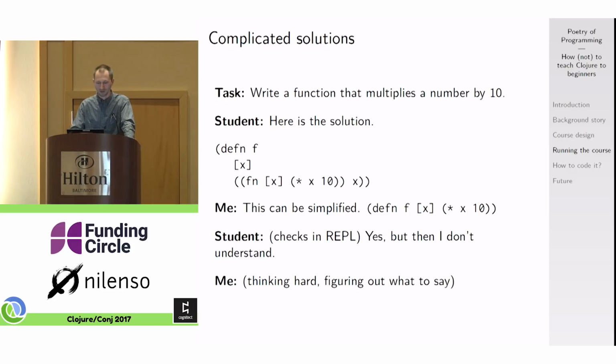Okay, so here's one. From the very beginning, you have to write a function that multiplies a number by 10, and the solution by the student was this. I had to look at it like, okay, what happened here exactly? Then I realized, oh, okay, I see what happened. So I told the student that it can be simplified this way. The student was like, really? Checked in the REPL, yes, but then I don't understand. This is the type of problem you get, and I had to think hard about what to say in this particular case.